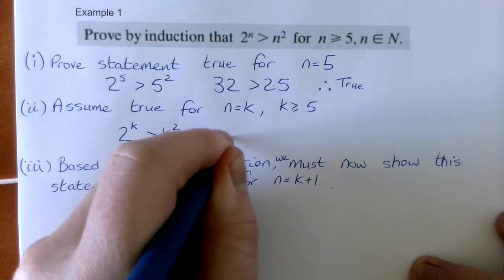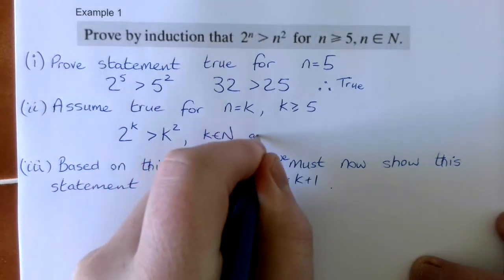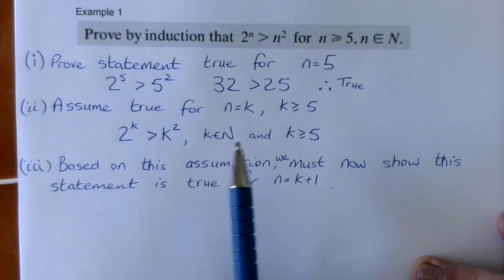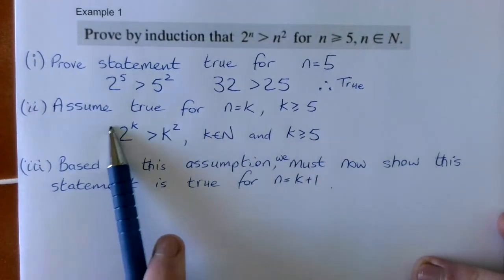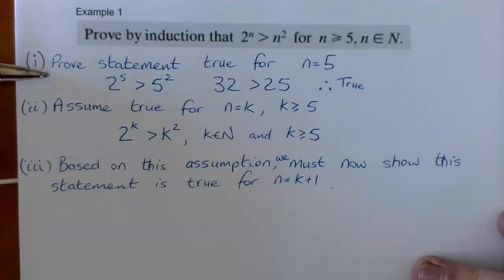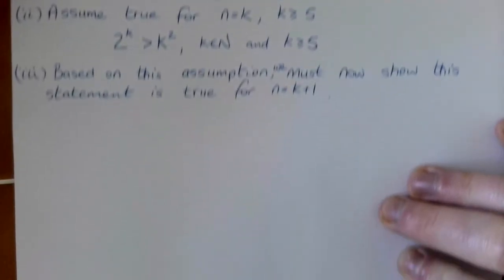k is an element of N, and k is greater than or equal to 5. Okay, so they're just the two things that we're stating there. This really and truly is what we're looking for. Everywhere you see n, you're changing it to k. So we have the first 2 steps done. Then we're on to the actual proof of the thing itself now.